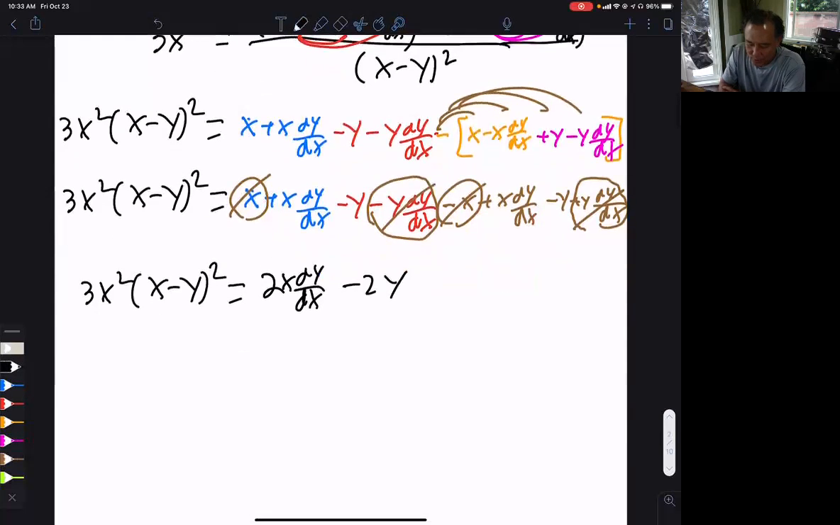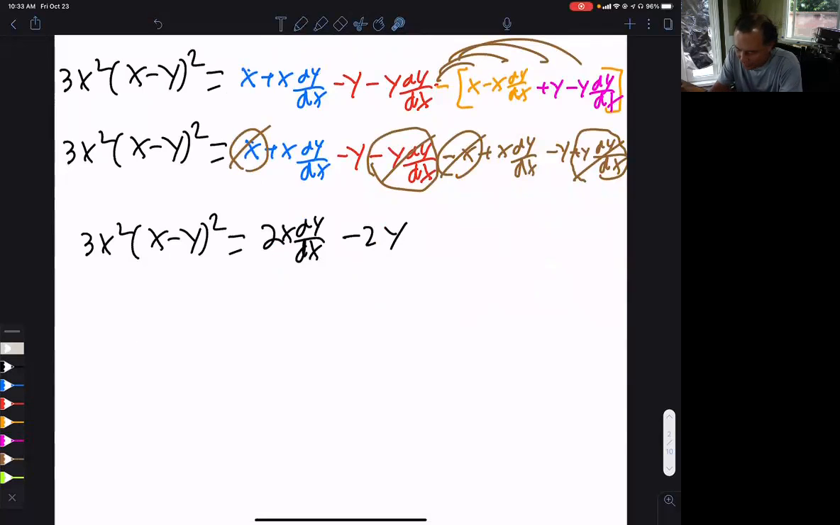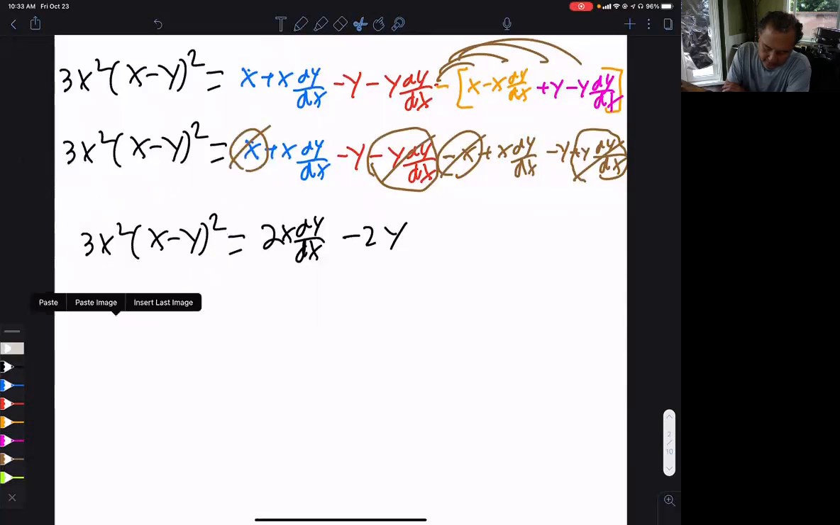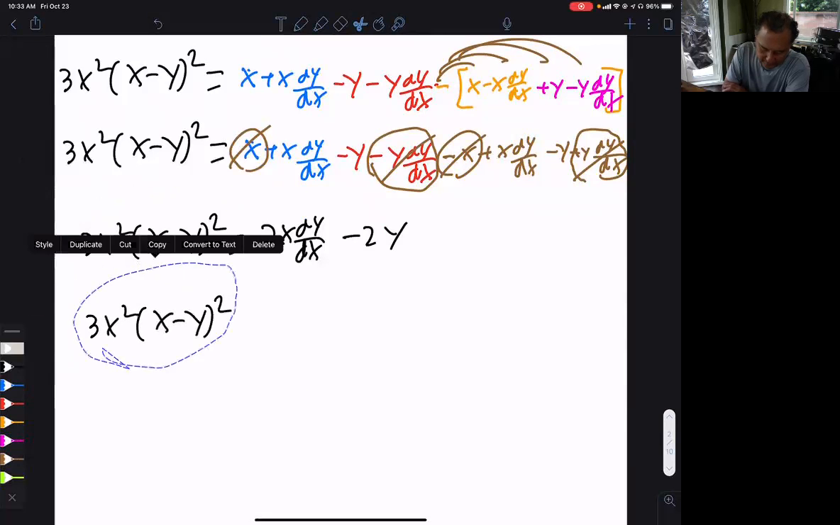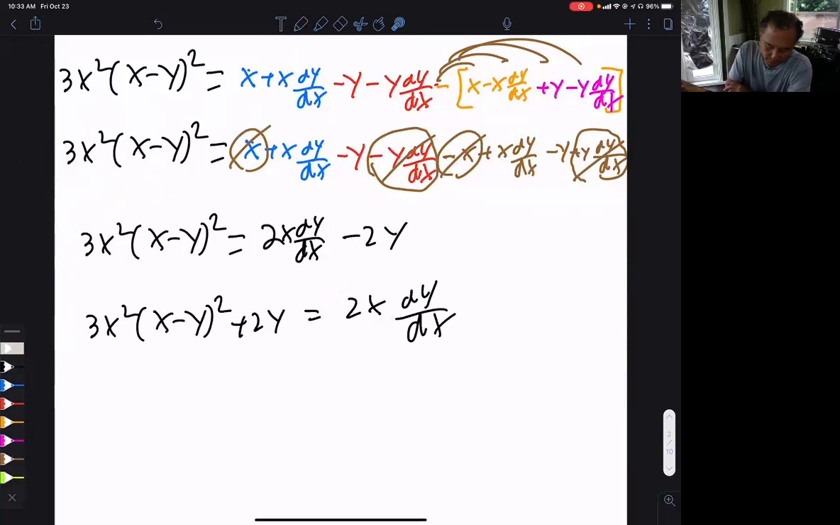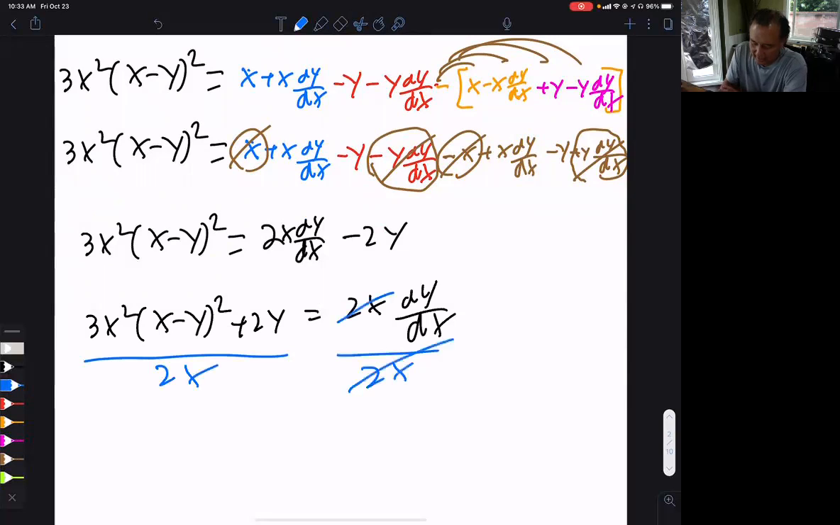I will now isolate dy dx. So let me add 2y to both sides. So if I add 2y to both sides, that will get me a plus 2y. And the last step, I want to get rid of this. I divide both sides by 2x. And that should be my answer.